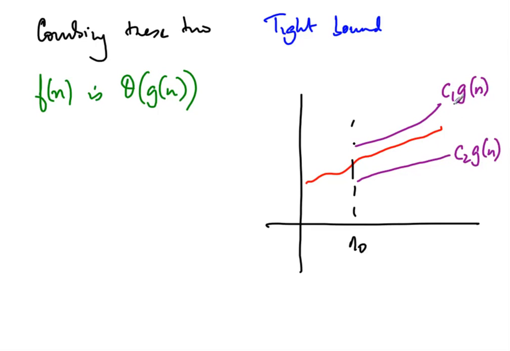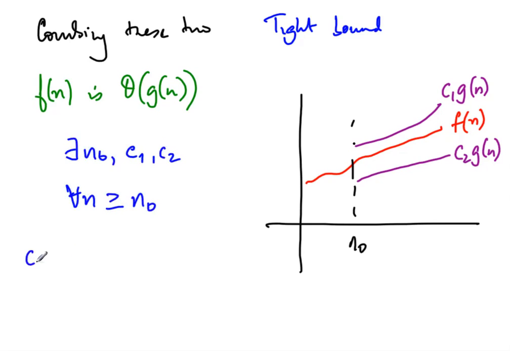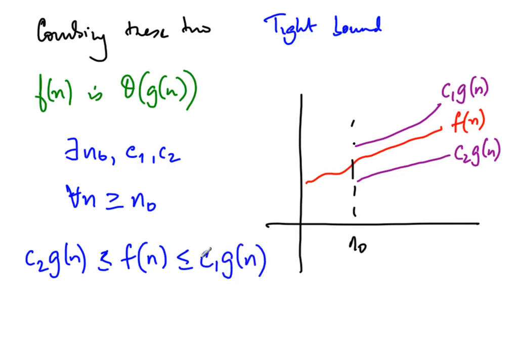So I have g of n, the same function, but I have two constants. C1 times g of n always lies above f of n, and c2 times g of n always lies below f of n. Right? To write it out in words, we say that there exists n0, and now there exist two constants, c1 and c2, such that for all n above n0, we have this c2 times g of n lies below f of n, so it is a lower bound, and f of n on the other hand is dominated by c1 times g of n. Right? So this says that these two functions are really of the same order of magnitude.